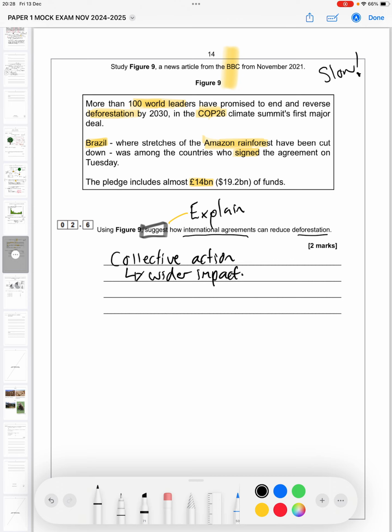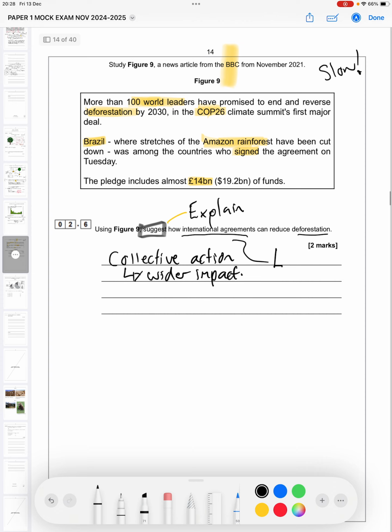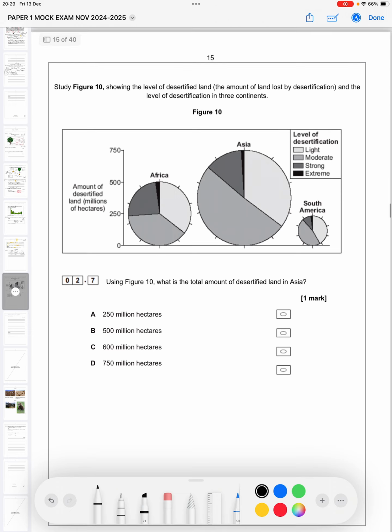Really important here that you're revising, because if you struggle to understand what international agreements are, this question is locked. So you have to really understand what that means. Your revision of your key terms is key.